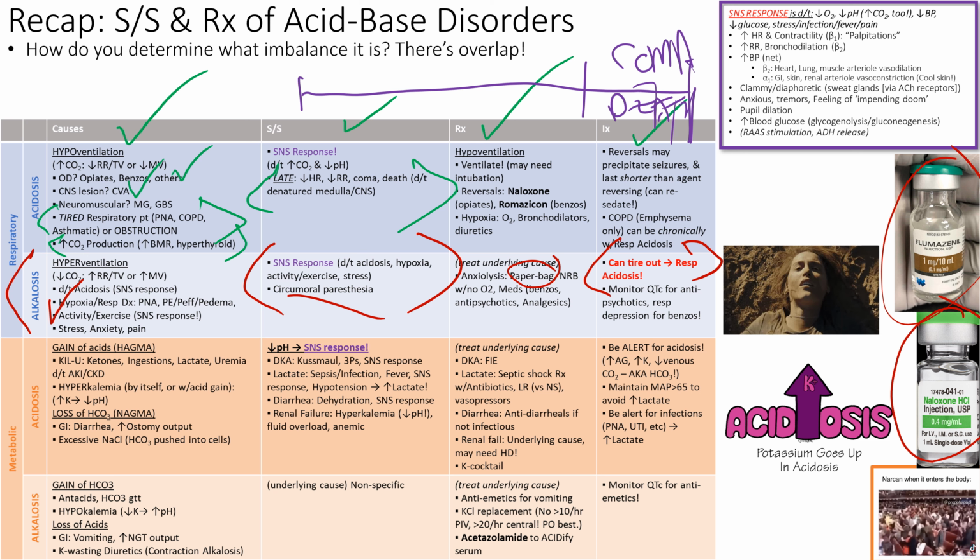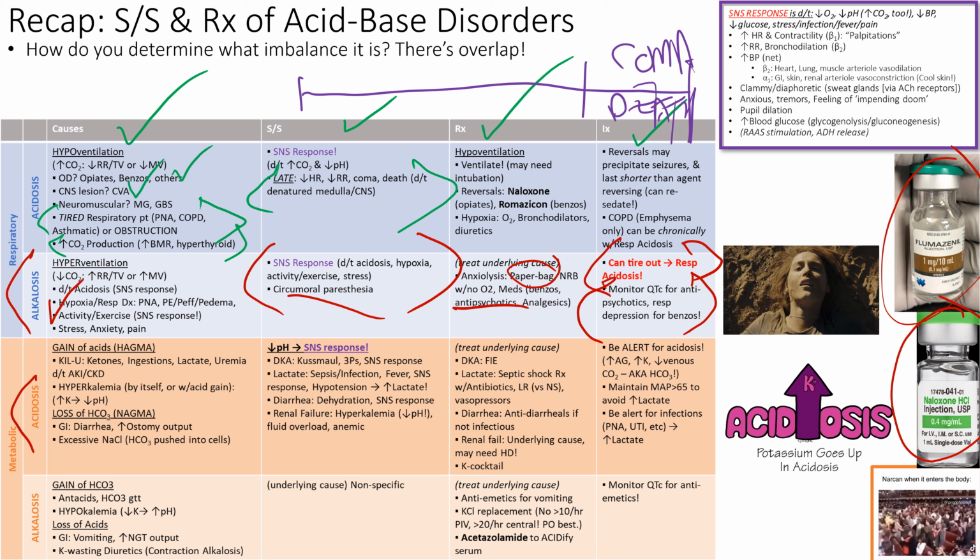You can give analgesics, you can give antipsychotics, right? You can give benzos. What if you overdo it? Now you have respiratory acidosis, right? So you have to be careful. Okay. Monitor QTC for what? Antipsychotics. Antipsychotics are an important cause of prolonged QTC. Puts you at risk for what lethal rhythm? For torsades. All right, so we're switching gears to metabolic acidosis.